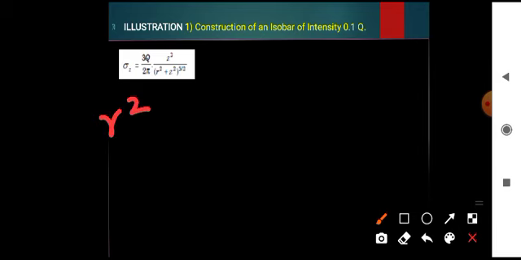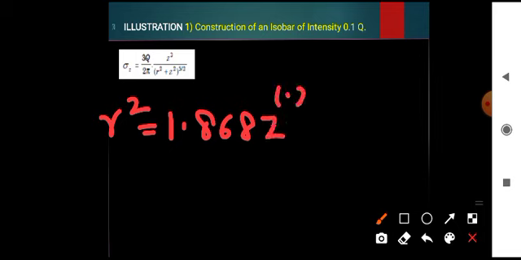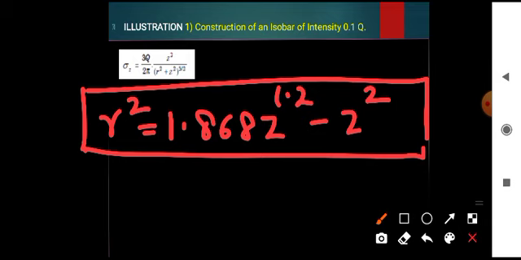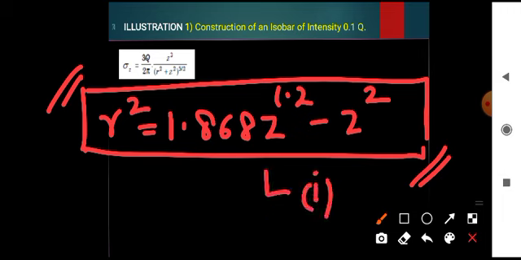So r square is equal to 1.868 z to the power of 1.2 minus z square. This equation you need to remember. You can note it in your notebook, along with the steps involved behind it. So just note this equation: r square is equal to 1.868 z to the power of 1.2 minus z square. Let us take this as equation 1. Now we will move further.